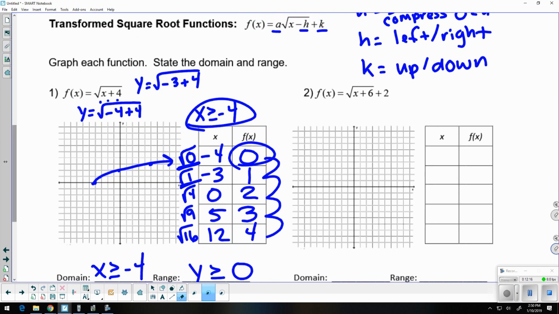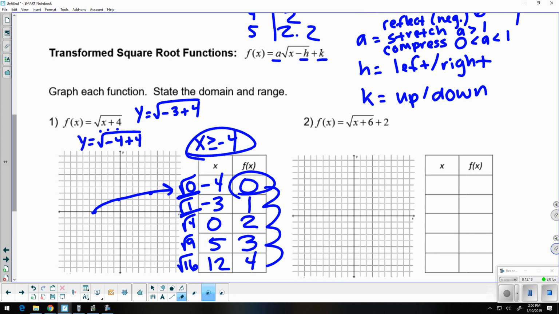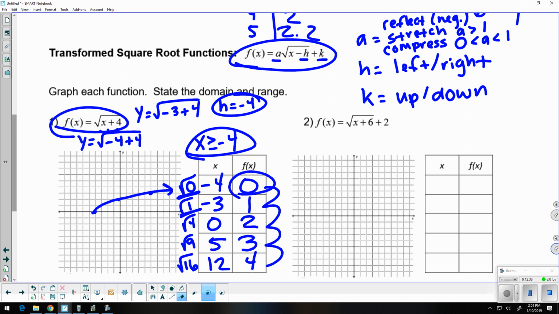So if I go back up here, if you compare this function to the transformation, technically you have an h value of negative 4. So hopefully you guys recognize that. Again, my h value underneath the square root is negative 4, which means in relation to the parent function, the whole entire graph, the parent function again starts at 0, 0. Maybe I'll do that in a different color. So here's my parent function, right?